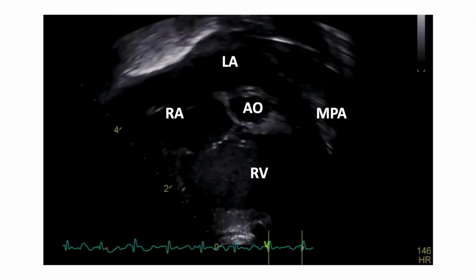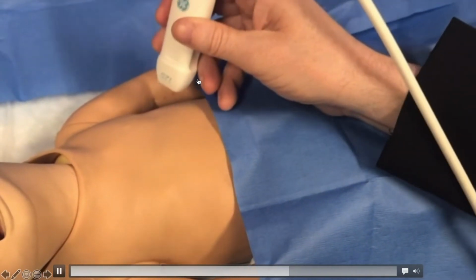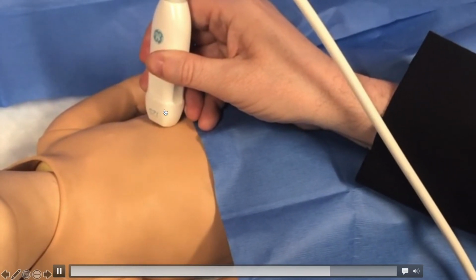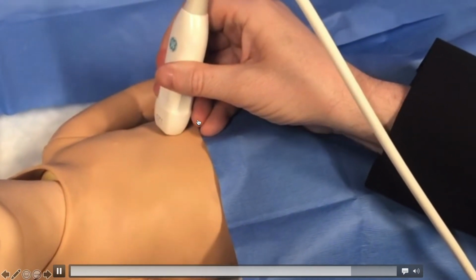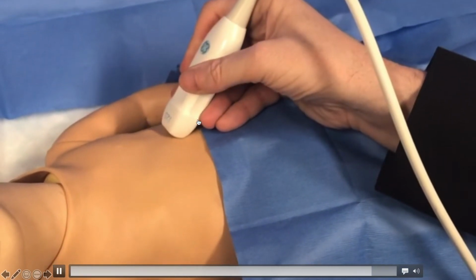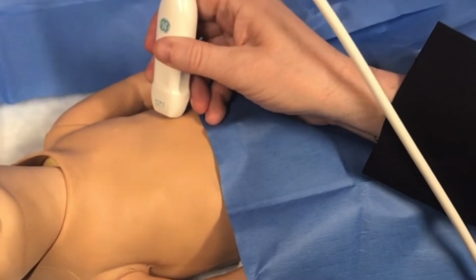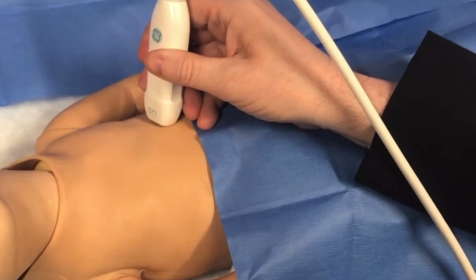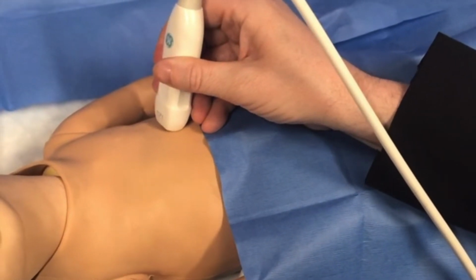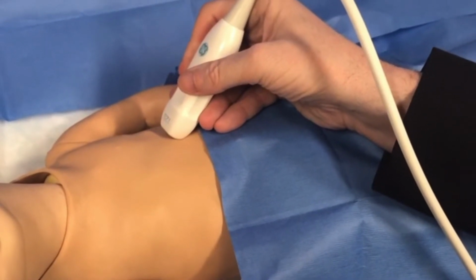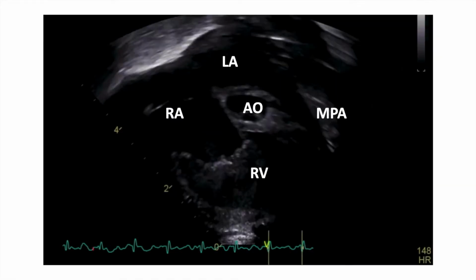How to get this view? Just do the apical view initially. Put the probe a little bit below the left nipple, with a little bit of clockwise rotation, and a little bit of tilting this way. I'm going to repeat it again. As if you're getting the apical 4-chamber view, put the probe a little bit below the left nipple, a little bit of clockwise rotation, and a little bit of tilting this way. And then you're going to get this view, which is the RV 3-chamber view.